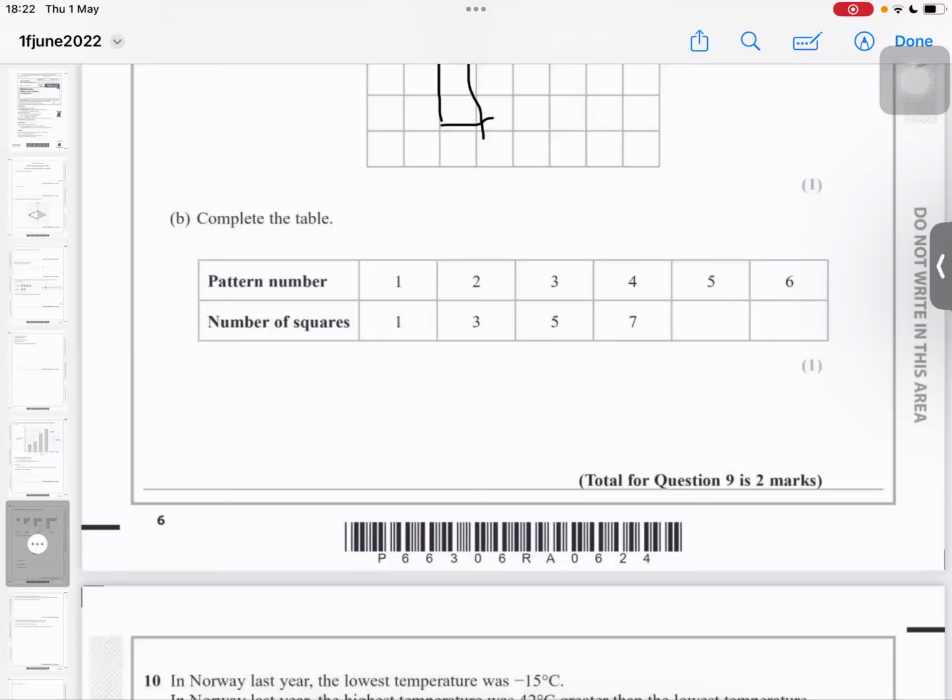Okay, it says complete the table. Pattern number 1, number of squares 1. Pattern number 2. Okay, it's pretty simple. Pattern 5 would be 9, isn't it? Yes. 6 would be 11. Okay, so I think we can move on.